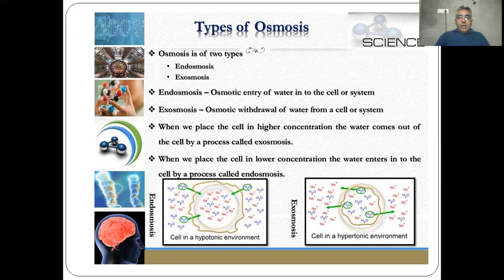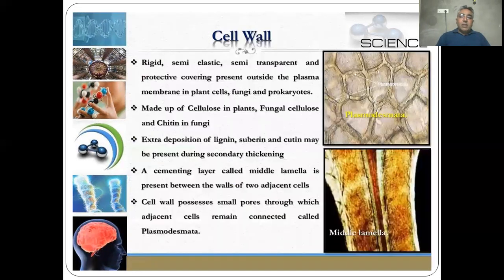When we place the cell in a higher concentration, water comes out of the cell by a process called exosmosis, due to which the cell will shrink, as it occurs in a hypertonic solution. When we place the cell in a lower concentration, water enters the cell by endosmosis. This takes place in a hypotonic solution, and the cell will swell up.